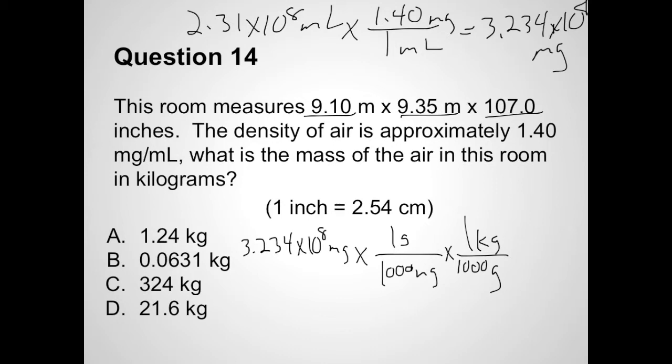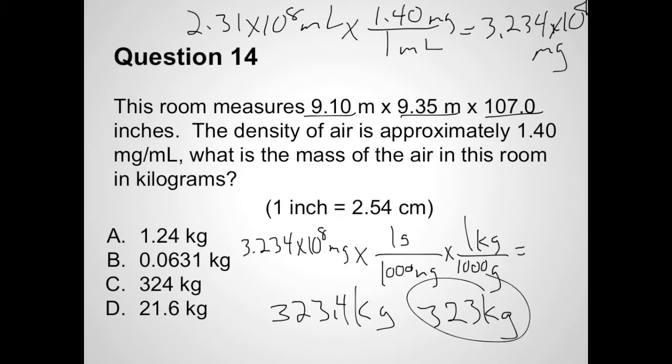So by taking these two different steps, I can convert milligrams to kilograms, even though I don't have a direct conversion between the two. So when I do that out, I end up with 323.4 kilograms, which with significant figures would actually round to 323 kilograms. And the closest answer is approximately, it's very close considering all the math we've done, 324 kilograms, answer choice C.